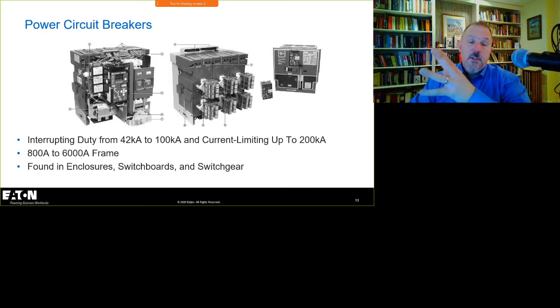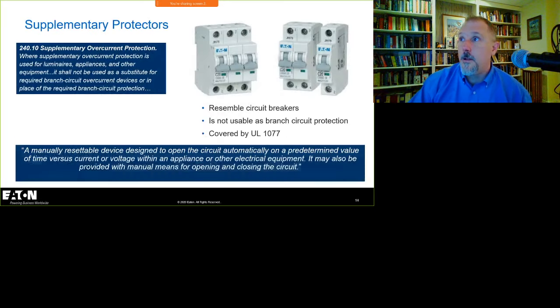And really now it's 1,000 amps and below because we changed a lot of the standards. We moved 600 volts up to 1,000 volts recently in the National Electrical Code, which drove standard changes as well.